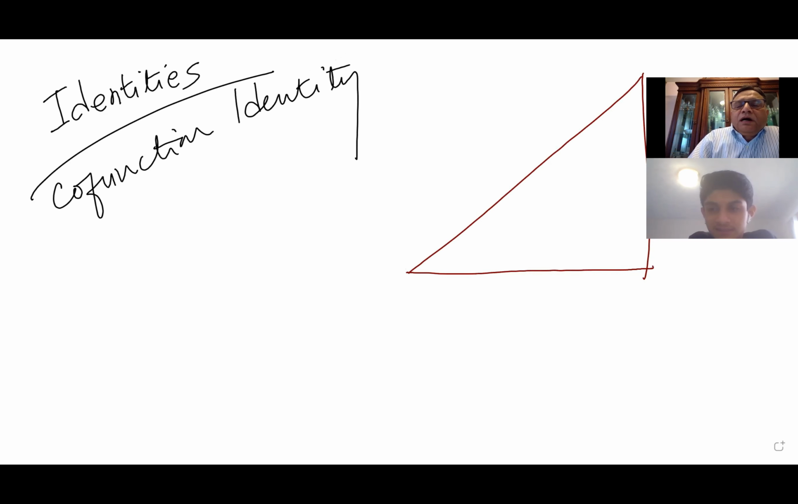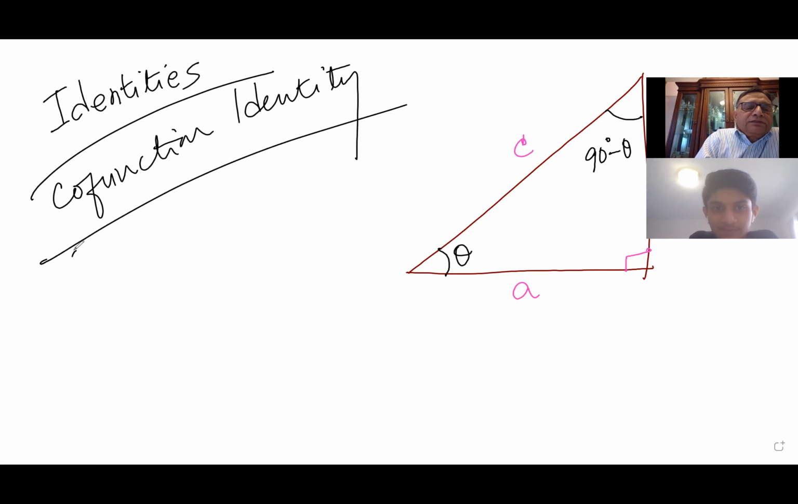Not exactly. I will now show you what the cofunction identity is. Let us say we have a right triangle whose sides are A, B, and C. If this angle is theta, then the other angle will be 90 minus theta, correct? Now, in this particular case, let me write tan theta first. What is tan theta equal to? Tan theta is B over A, correct? And what is tan of 90 minus theta?